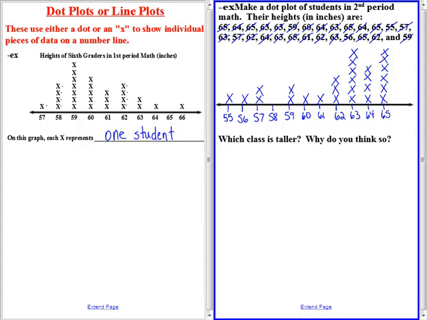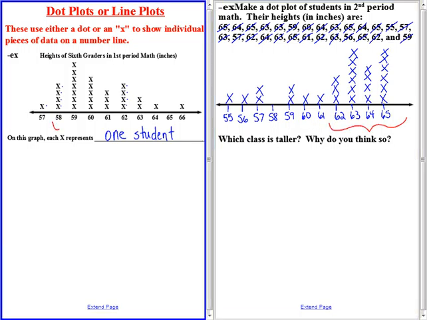When I look at these two graphs, I'm going to notice that I have more students in class 2, second period, that are on the high end. And on the other class, first period, I have more of my students sort of on the lower end of the heights. So that's going to tell me that I think probably class 2, or second period, could be described as being the taller of the two classes.